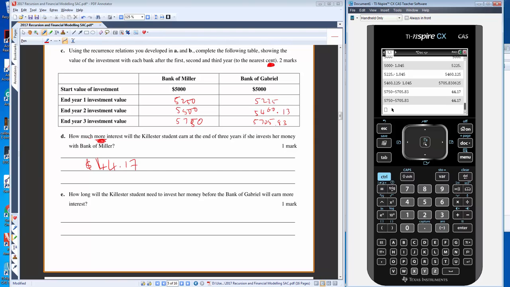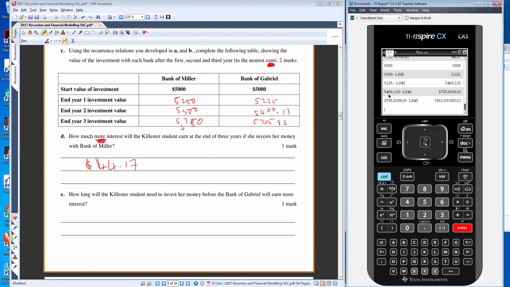Let's just start it back up again. So 5,000 multiplied by 1.045, 2, 3, and then 4. And what you assumed is that 5,962.59 was obviously more than 5,750. But what you've got to remember is that the Bank of Miller also increments at the same time.